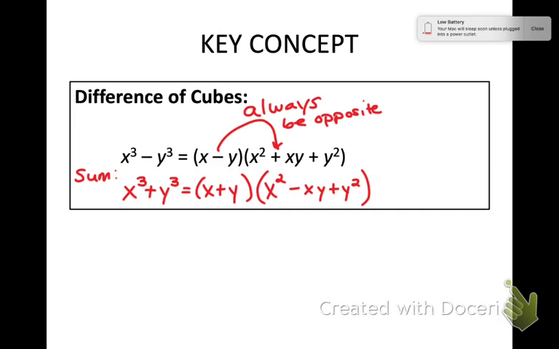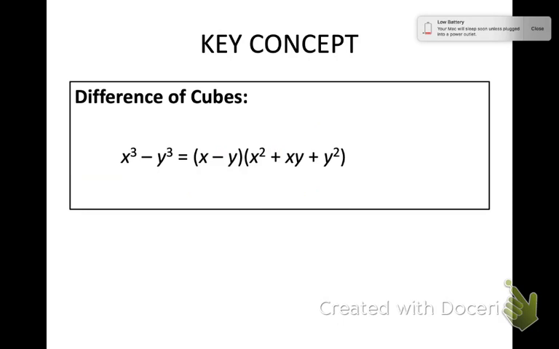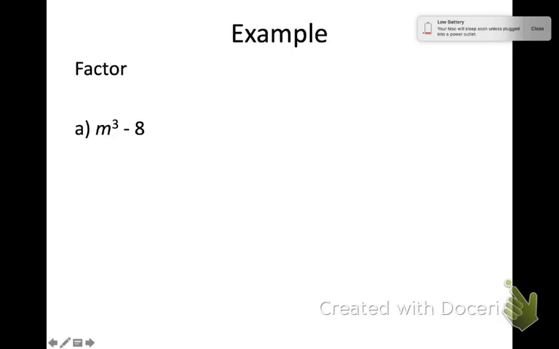This will always be a positive, because think about it, if you ever square something, it's always just going to be a positive, right? So it always will be plus y squared. Okay? So, sum and differences of cubes. Let's do some easier ones. M to the third minus 8.